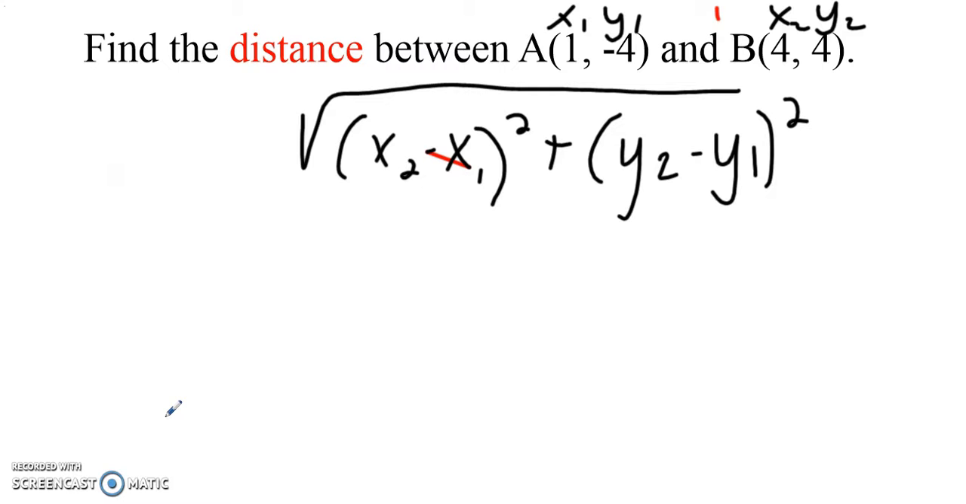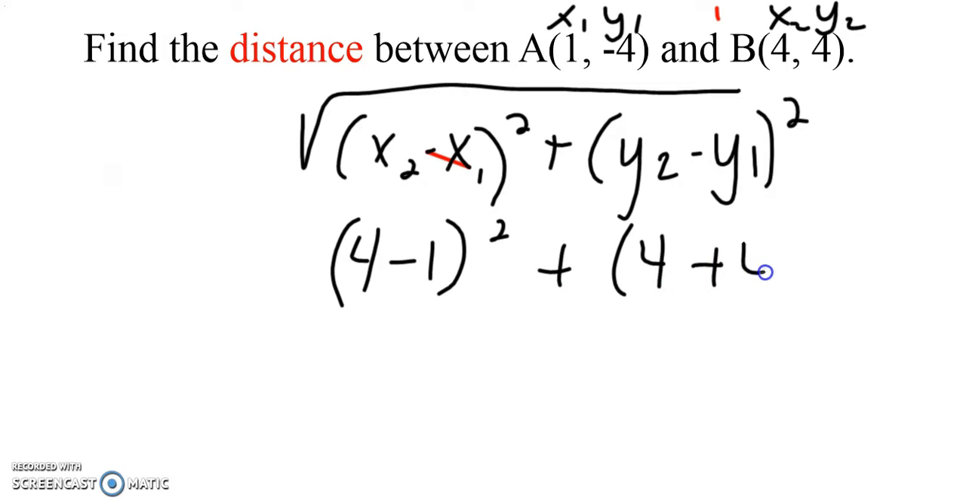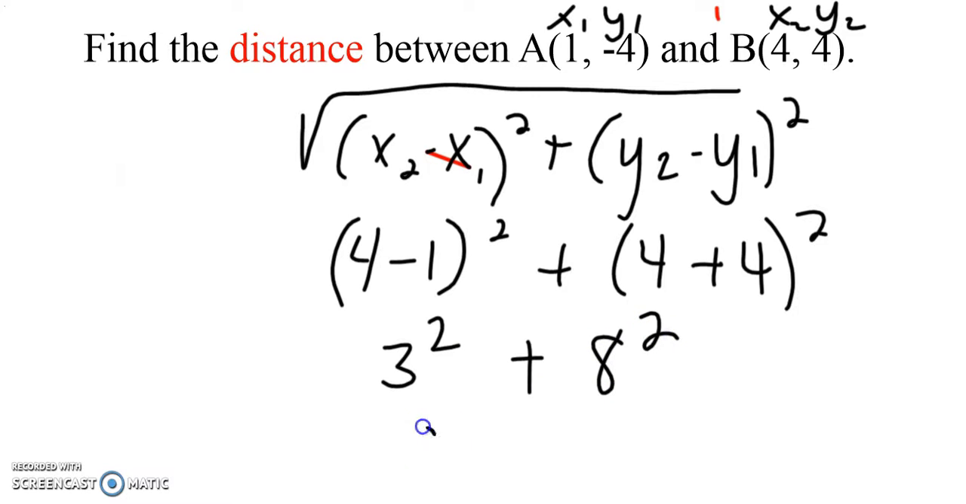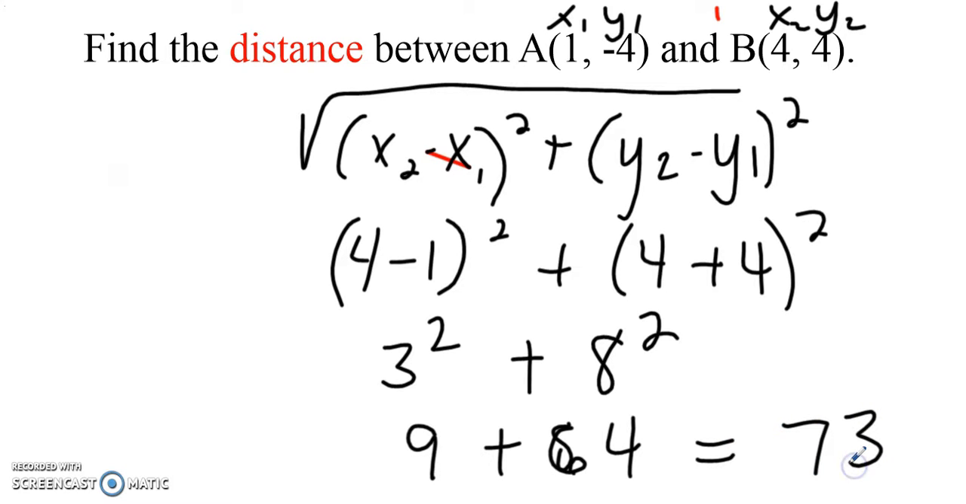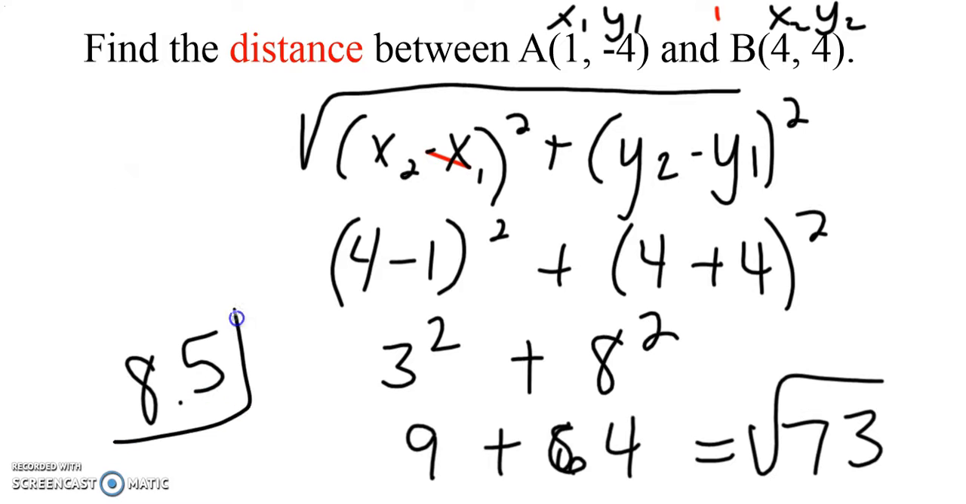So it's going to be x2, which is 4, minus 1, squared, and 4 plus 4, because it's a minus a negative, squared. So that's 3 squared plus 8 squared, that's 9 plus 64, which equals 73, and for the final answer, remember, we need to square root it. Therefore our answer is 8.5. Since I didn't tell you what to round to, 8.5 would be the answer, rounded to the nearest tenth.